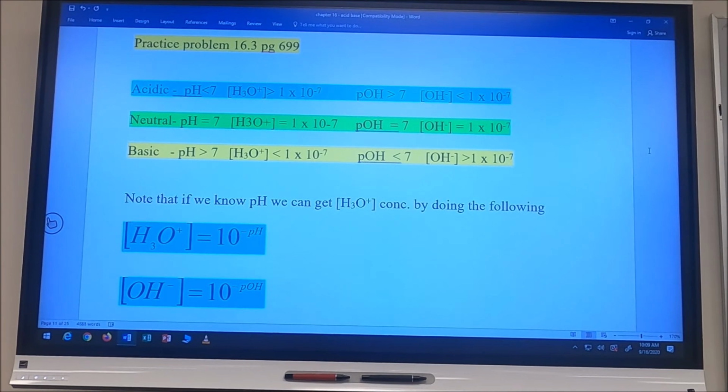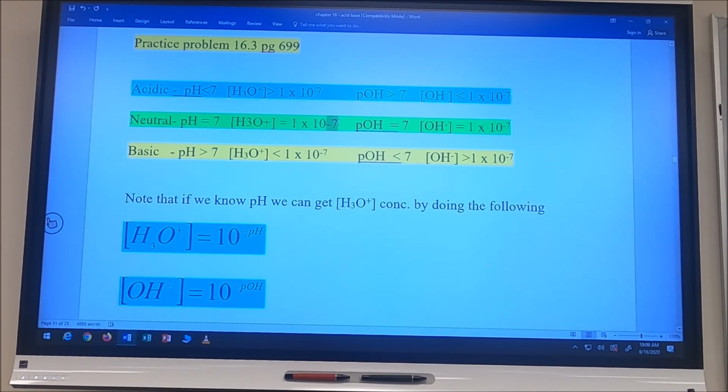Okay. If we look at this chart, we talk about something being acidic if its pH is less than 7, so that its hydronium ion concentration is going to be greater than 1 times 10 to the minus 7. If it is neutral, pH is going to equal 7. Hydronium ion concentration is going to equal 1 times 10 to the minus 7. And if it's basic, the pH is going to be greater than 7. The hydronium ion concentration is going to be less than 1 times 10 to the minus 7.